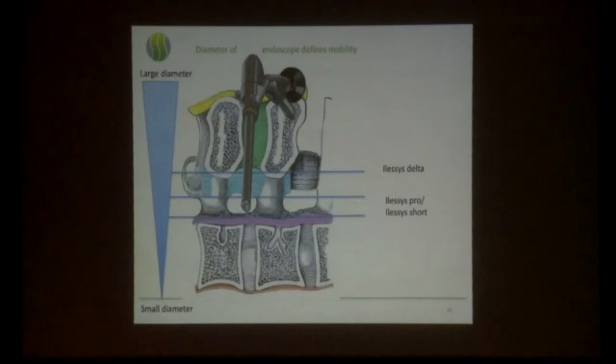So the larger the instrument we use, the larger the scope diameter, the smaller the inward view. If you have a small scope, you have more freedom to maneuver it. And I think this is the added advantage over the tubes, because if you are using the tubes, you have to fix the tubes to the table.